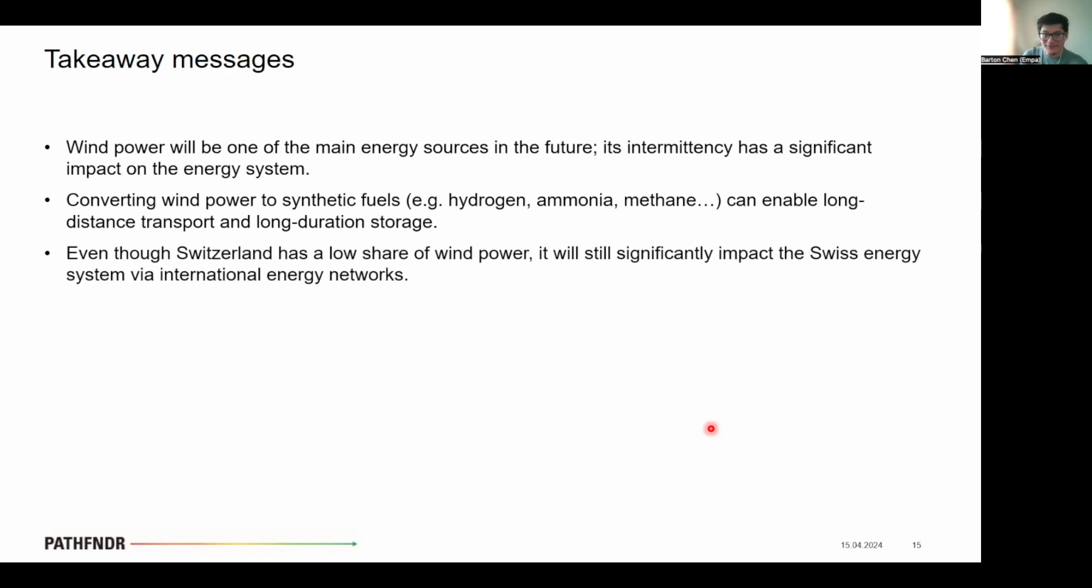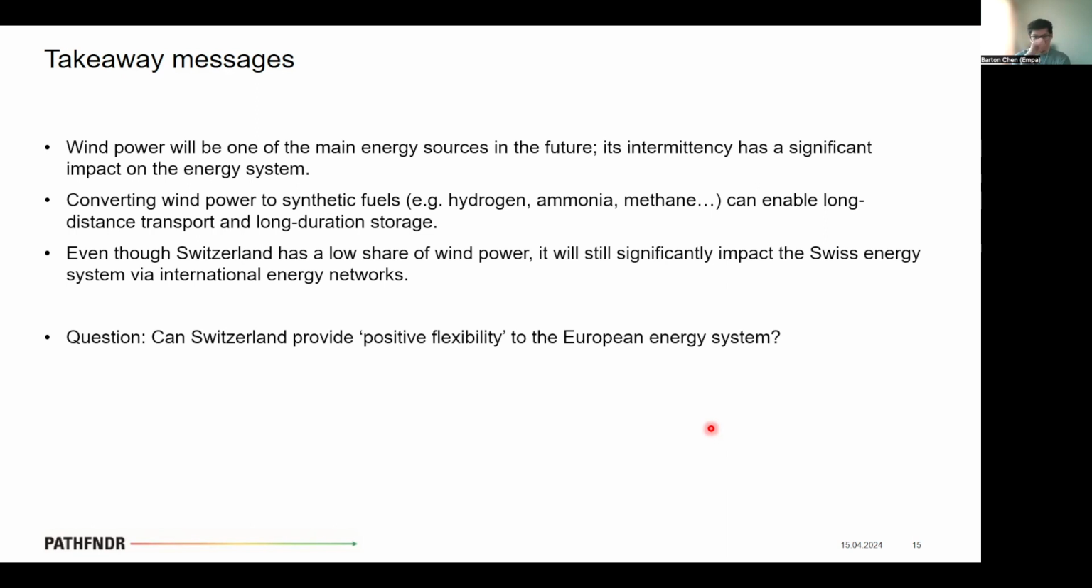And the last message I would say is that even if Switzerland maybe has a low share of wind power in the future, it still has a certain impact on the Swiss energy system. So I would say it's quite important to consider that in our study. And I'll get to the last question I have in mind. Since Switzerland will always be integrated with the energy system in Europe, can we provide what I call positive flexibility to the whole European energy system?